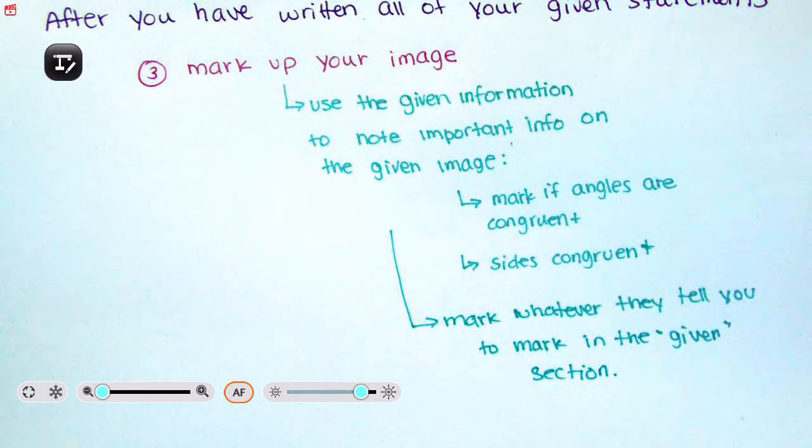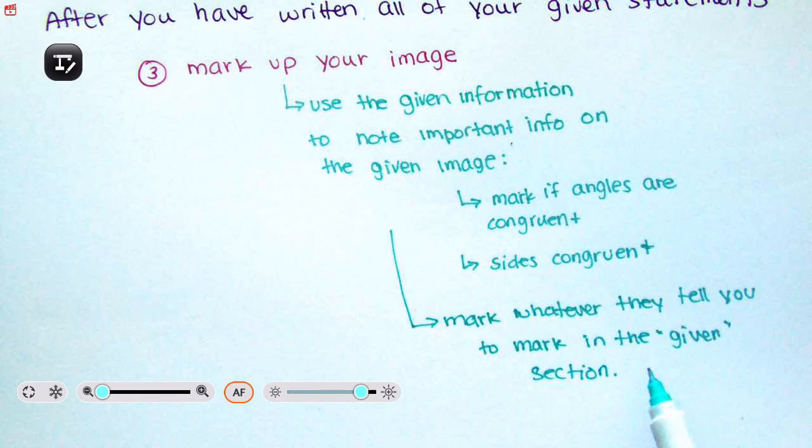Okay, so step number 3, you're going to mark up your image. Now, sometimes you will hear me in my videos tell you that step number 1 is mark up your image. That's okay. As long as you mark up your image before you move on to step number 4, you're fine, okay? But you must mark up your image. Use the given information to note important information on the given image. So use the given information to note the important info. That seems like a tongue twister.